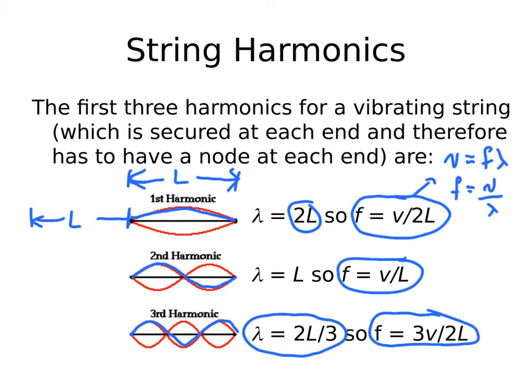So you can probably see a pattern here. Going from the first harmonic to the second harmonic, the frequency is multiplied by 2. And going from the first harmonic to the third harmonic, the frequency is multiplied by 3. So this is times 2, this is times 3, and we would continue if we went into higher harmonics than that.